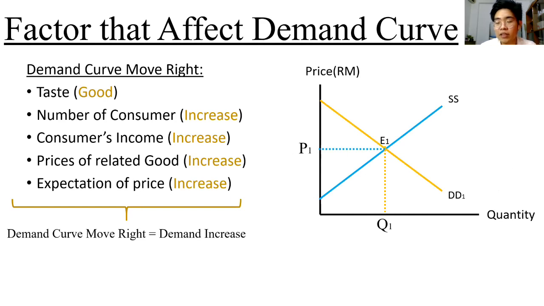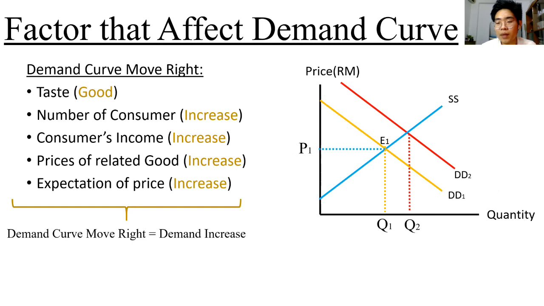Okay, here are some examples where the demand is increased. When the taste is good, and the number of consumers, the consumer income, the price of related goods, and expectation of price in the market increase, it will increase the demand. So when the demand increases, it will move the demand curve from DD1 to demand curve DD2.